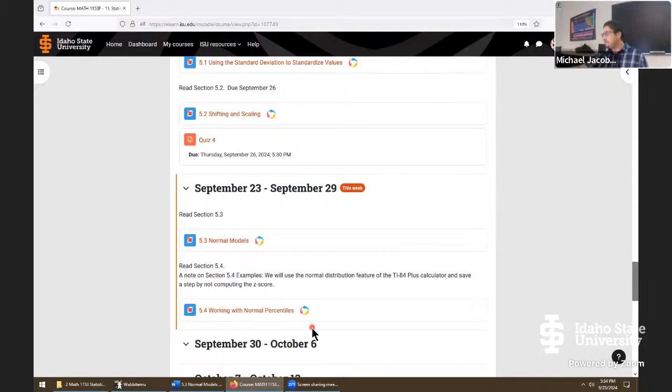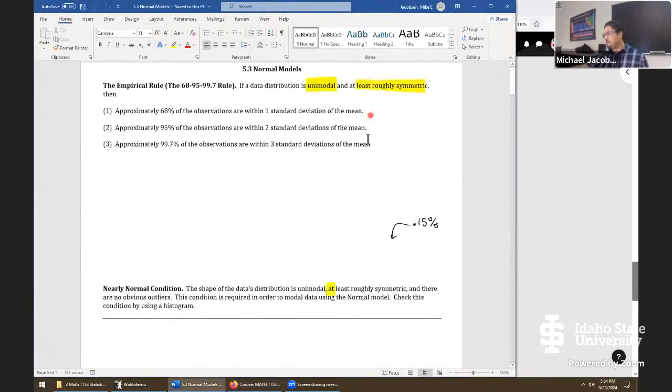Okay, well, let's jump back in. Let's see, what were we doing? We looked at the normal distribution. Here it is up here.